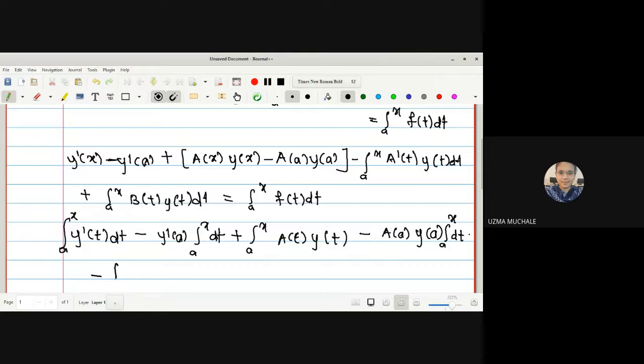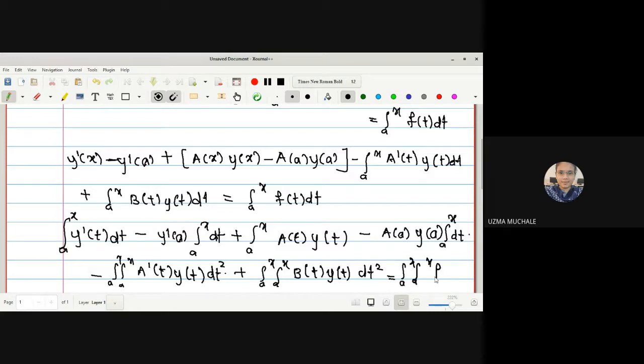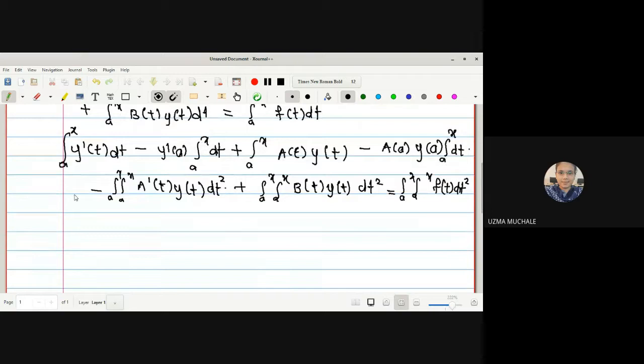What is the next term? Minus integration a to x a dash of t y of t dt, can write it as dt raised to 2, plus next integration a to x b of t y of t dt square is equal to integration a to x f of t dt square. Okay.